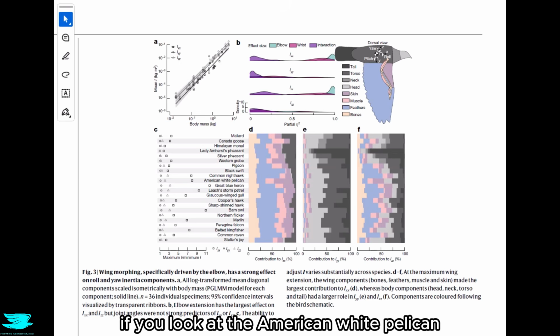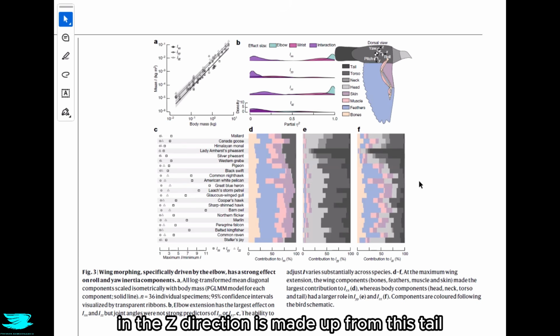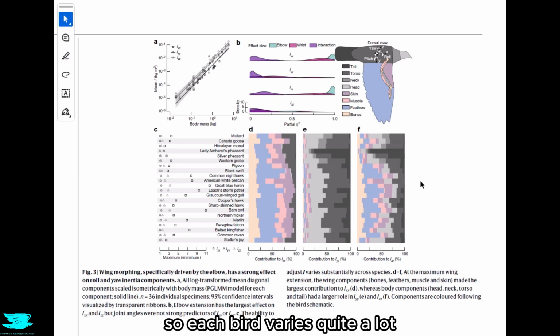On the other hand, if you look at the American white pelican, which is about in the middle of the range, none of its second moment of inertia in the z direction is made up from the tail.